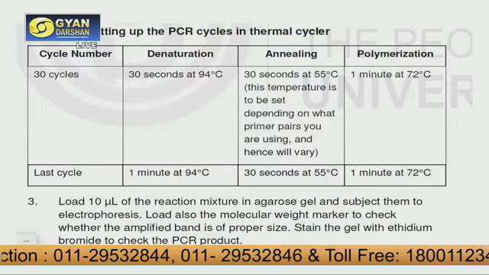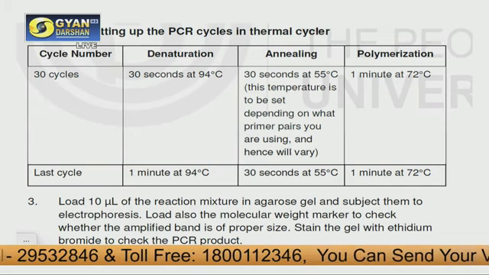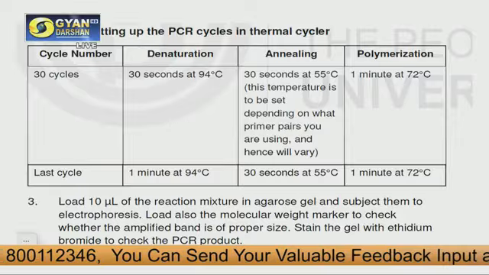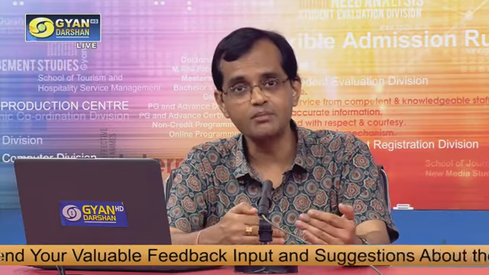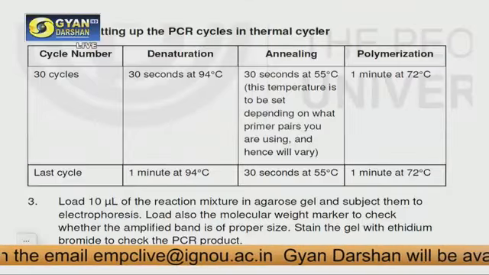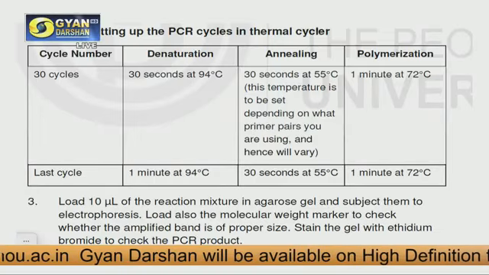So this is a rough format. Of course, you might have to change. As I said, you might have to do trial and error and set the number of cycles, the temperature as well as the time. This might vary depending on the reaction, which you might need to adjust during the course of the experiment.